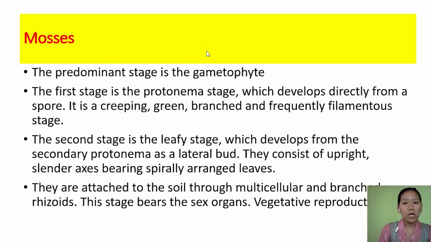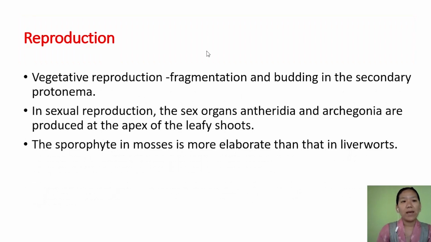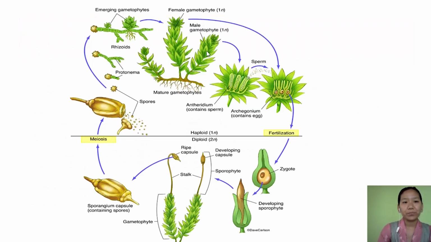They are attached to soil through multicellular, branched rhizoids, and they bear sex organs. As for the mode of reproduction, it reproduces through fragmentation as well as budding. Fragmentation of protonema gives rise to a new individual moss, and there is budding in the secondary protonema. If you talk about sexual reproduction, the sex organs antheridia and archegonia are present here. So this is the protonema, the green stage, and then this is the leafy stage. On the leafy stage, there are male gametophyte and female gametophyte.